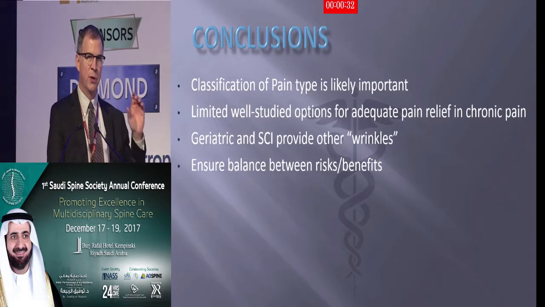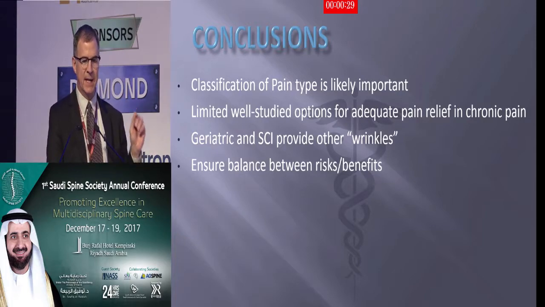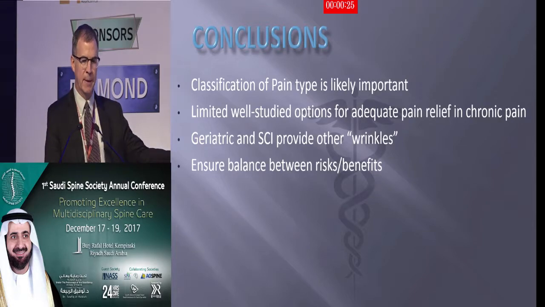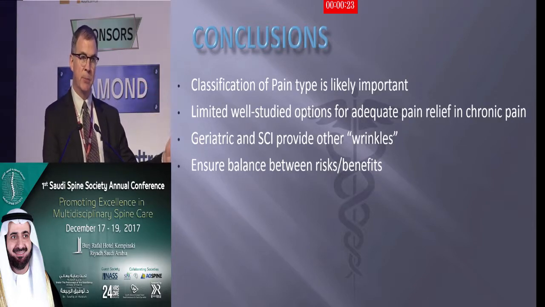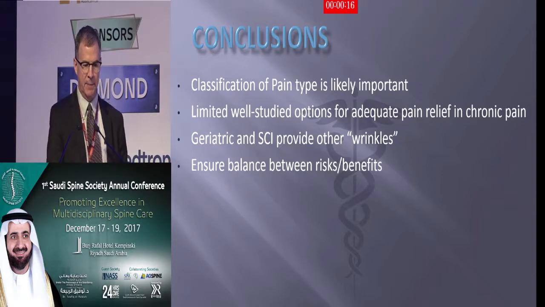So in conclusion, though, the key point is that classifying the type of pain is probably the most important thing. Giving opioids for neuropathic pain is not likely to be helpful. Using pregabalin or gabapentin for musculoskeletal pain, not likely to be helpful, but may be helpful much more for neuropathic pain. Unfortunately, there's limited, well-studied options for adequate pain relief in chronic pain, and specifically in the spinal cord injury population. Geriatrics and spinal cord injury together provide other wrinkles, and it's important to ensure a balance between the risks and benefits when giving medications.